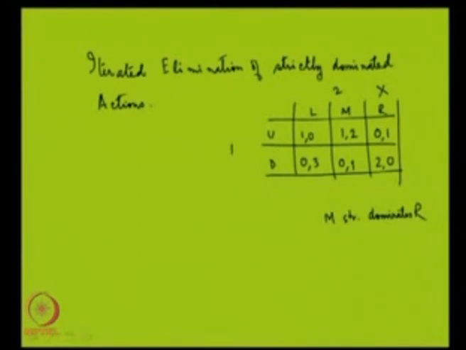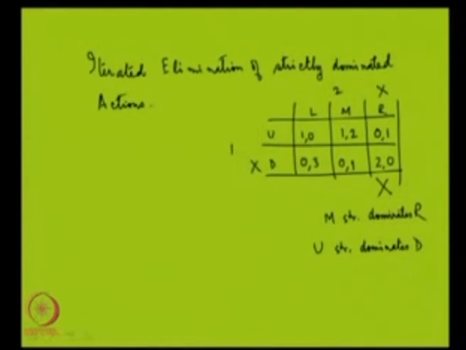Now, if R goes out of consideration, then look, player 1 now has a strict dominance. U strictly dominates D. This is a sequential thing. Initially, U was not strictly dominating D, but since R has gone out of consideration, this column does not matter anymore, and then U is strictly dominating D. And so now D is going out of consideration because 1 is never going to play D.